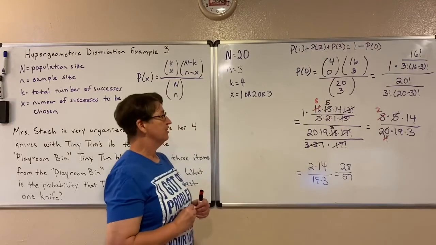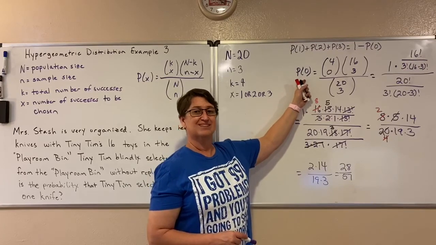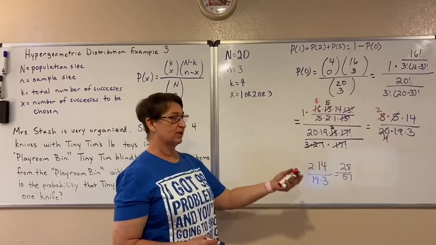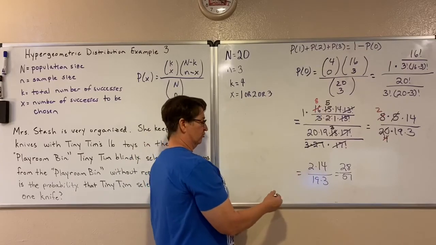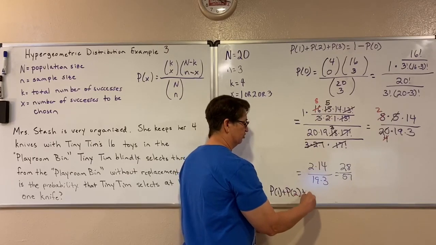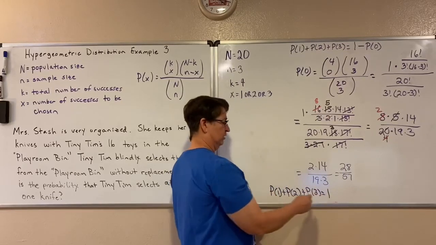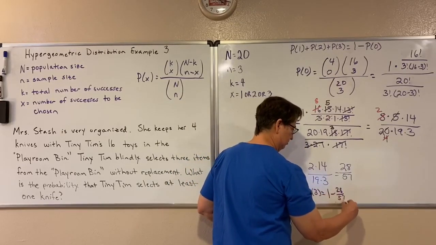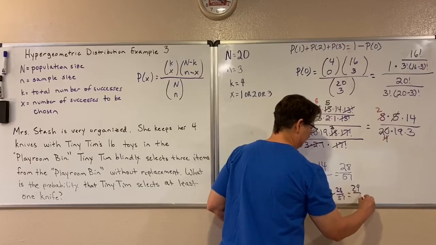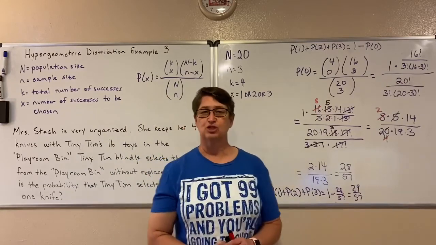Now what I've just found is the probability of 0. But we want to know what's the probability that Tiny Tim gets at least 1. So we need to take that, and in order to find out at least 1, we're going to subtract that from the whole set. So now we're going to find the probability of 1 plus the probability of 2 plus the probability of 3, we're going to take the whole set, subtract off the probability of 0, and we end up with 29 over 57 is our probability that he gets at least 1 knife. So there's an example of our hypergeometric distribution.